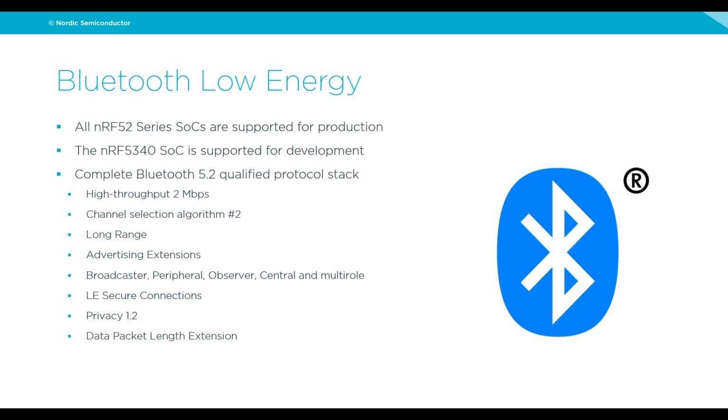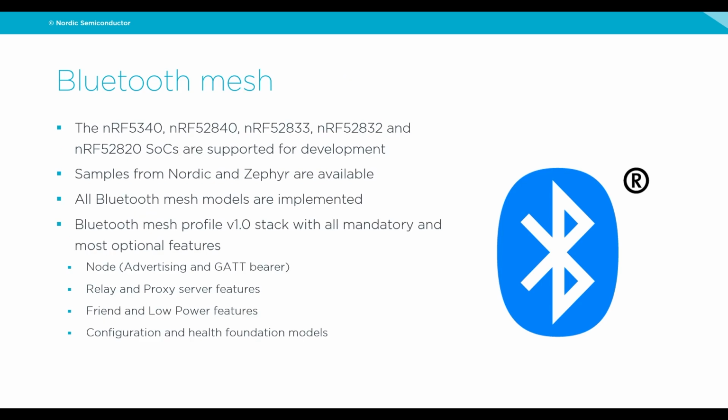So whether that be high throughput 2 Mbps, channel select algorithm number 2, long range, advertising extensions, broadcast, peripheral, observer, central, multi-role. We also have LE secure connections, privacy 1.2, and data packet length extension. So this is a fully qualified version 5.2 protocol stack.